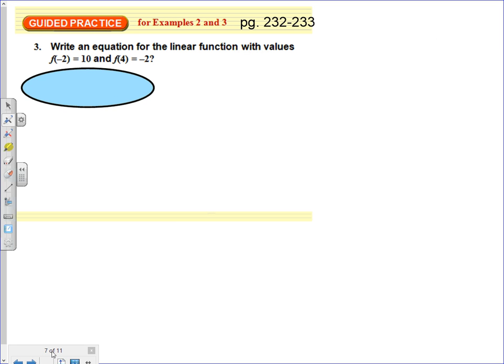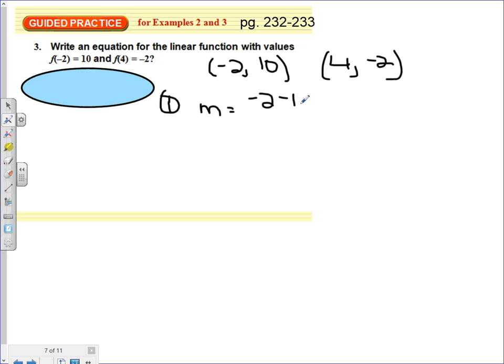And these are working with function notation. Again, you should easily be able to change the function notation into a coordinate point. Negative 2 and 10. X is negative 2. My function has a value of 10. X is 4. My function has a value of negative 2. So step 1, finding my slope. M equals y2 minus y1 divided by x2 minus x1. Negative 12, and 4 minus a negative 2 would give me 6. My slope is negative 2.